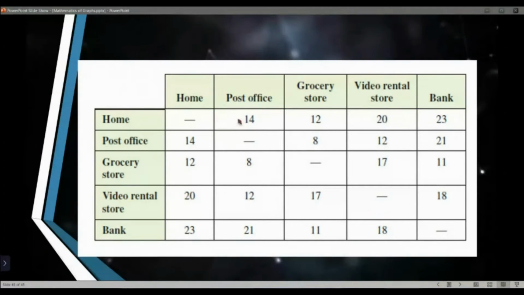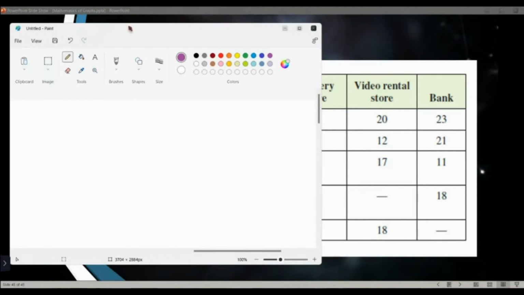So as you can see now, all numbers are supplied here. I mean, all the boxes are supplied with numbers. This implies that the graph is complete. All possible edges are drawn. So let's draw a complete graph.